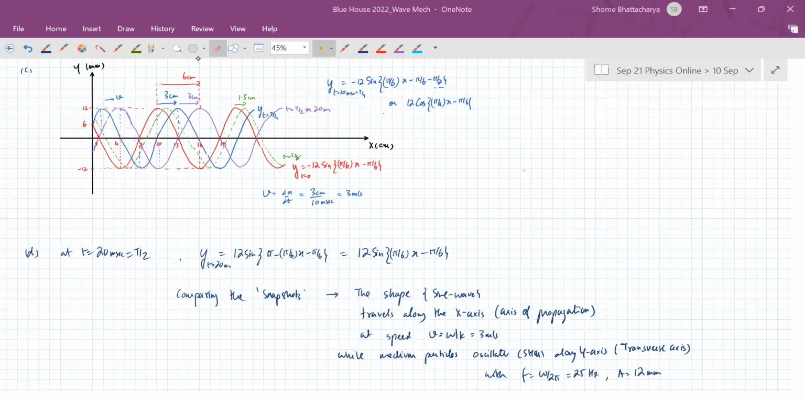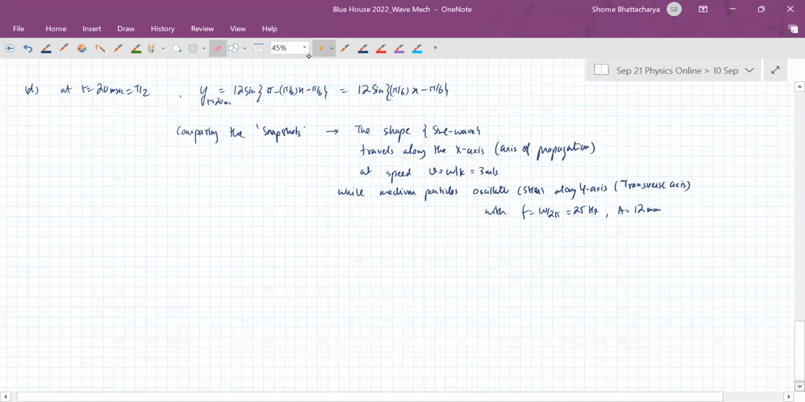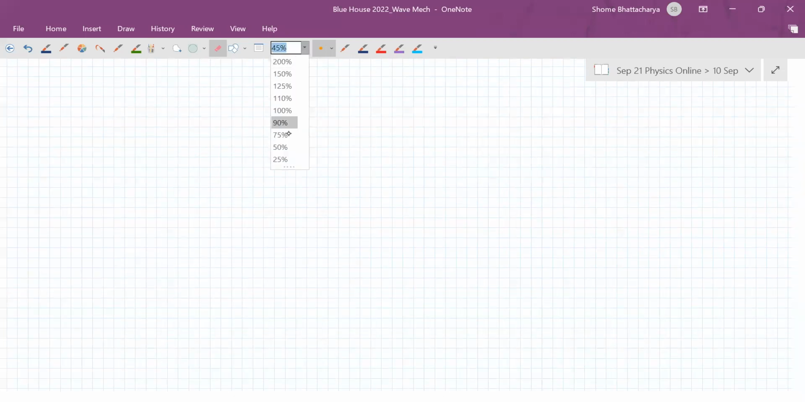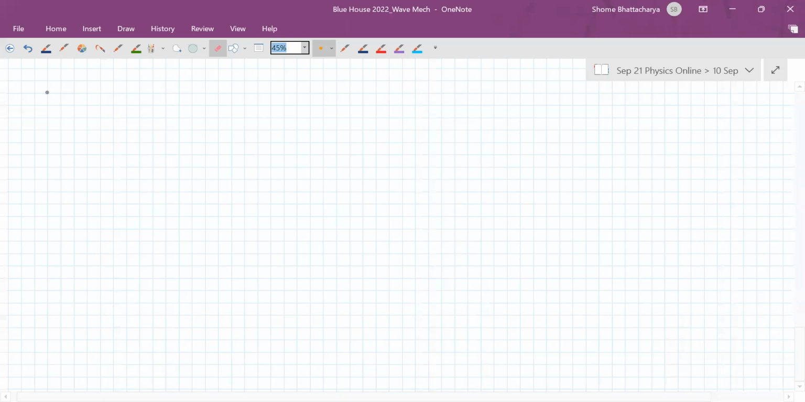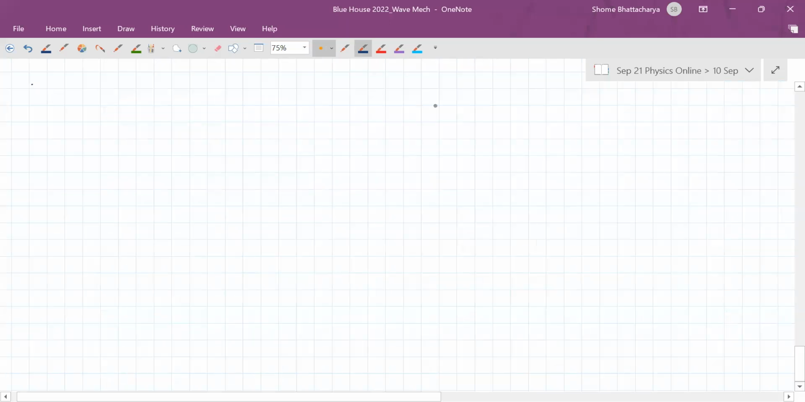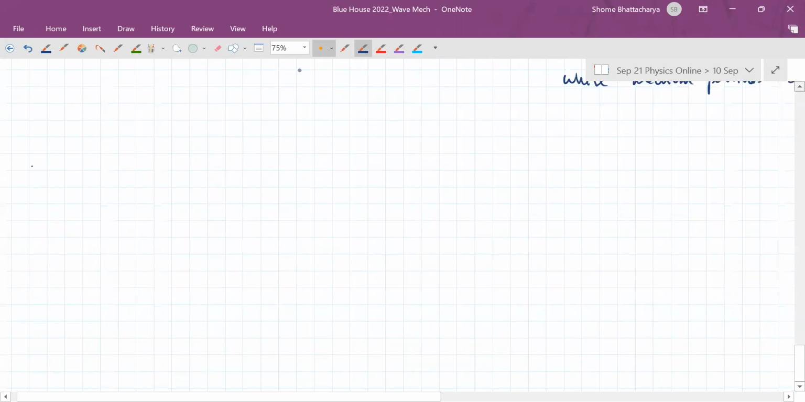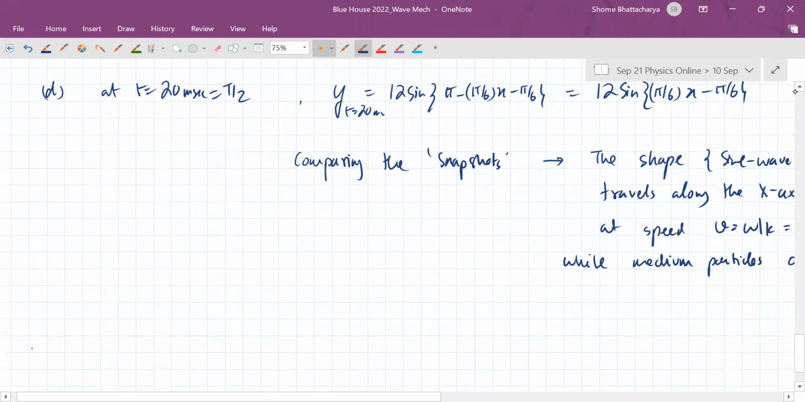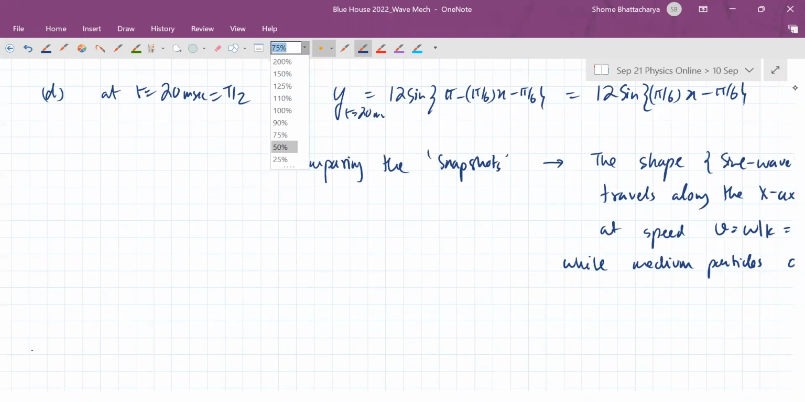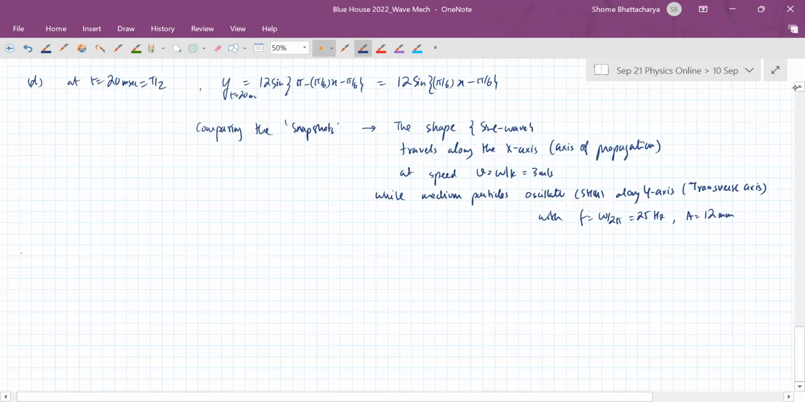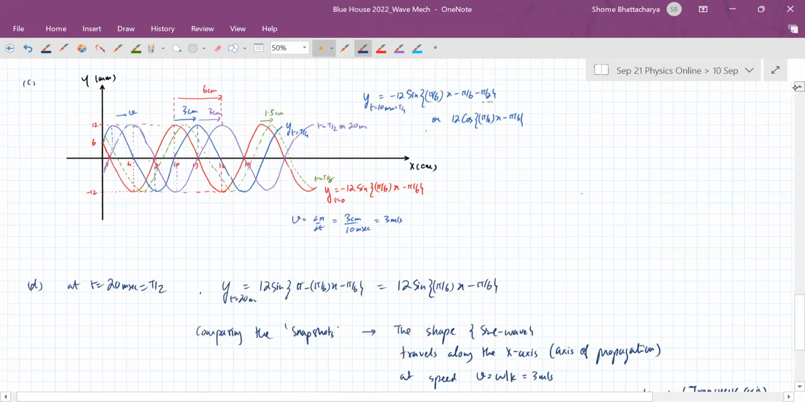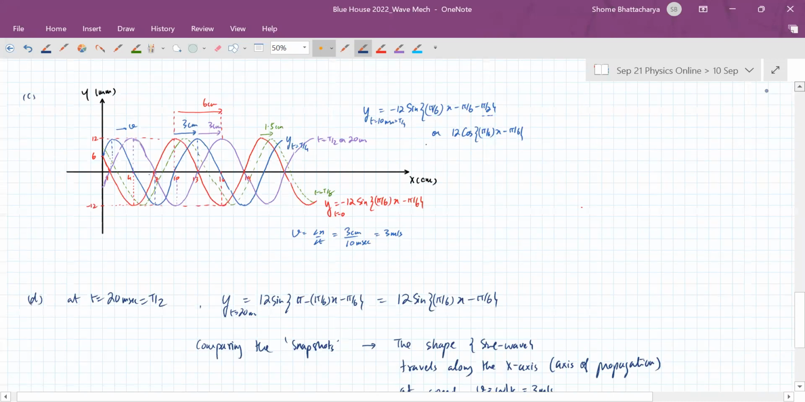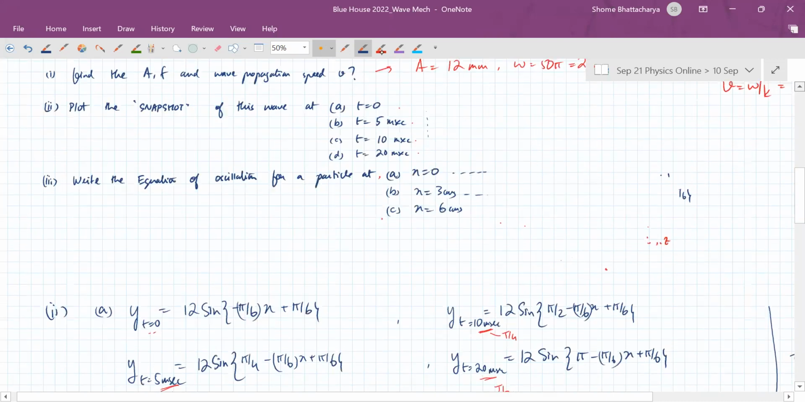Okay, so now let's look at the second part of the question, where we are looking at the particle oscillation equations at various different times. Actually, we can once again complete it. So you can complete it here only.